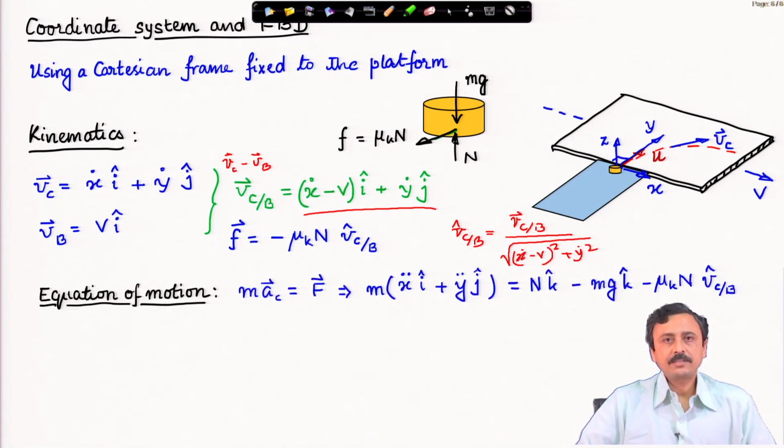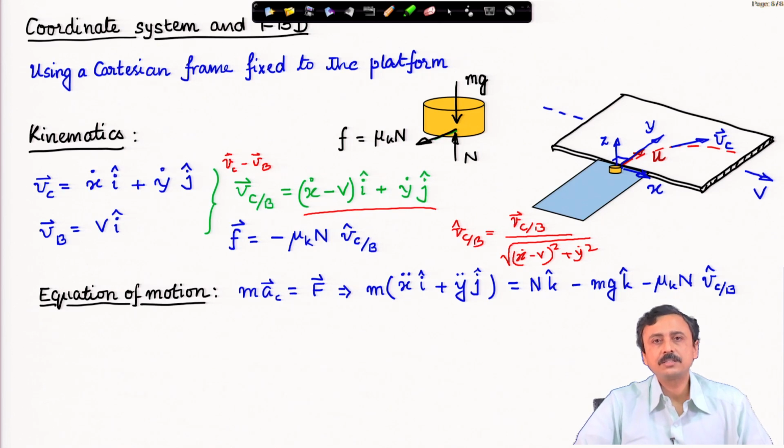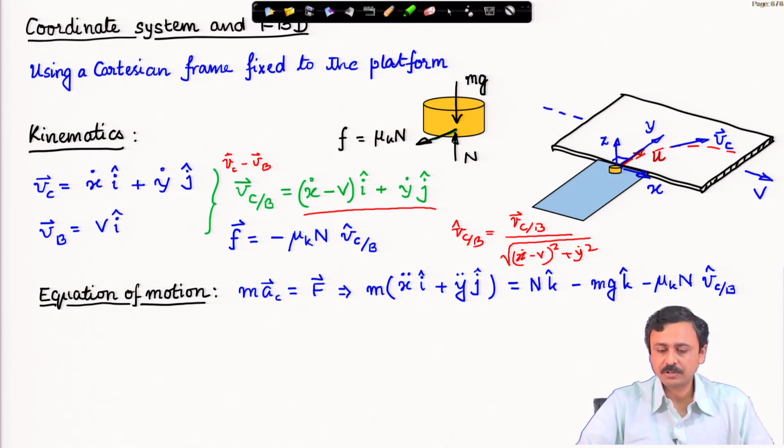Now, once the kinematics is set, we move over to the equation of motion. Mass times acceleration of the cylinder is equal to the net force acting on the cylinder. Acceleration of the cylinder is nothing but the derivative of velocity, and i cap and j cap are fixed unit vectors. Therefore, acceleration is x double dot i cap plus y double dot j cap, and mass times that must be equal to the net force acting.